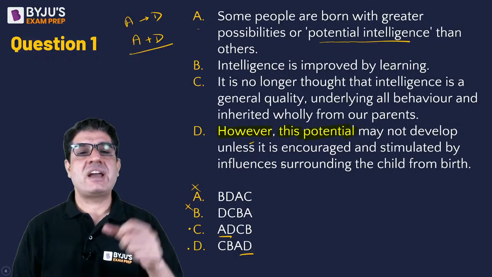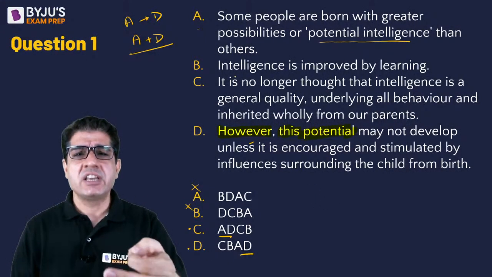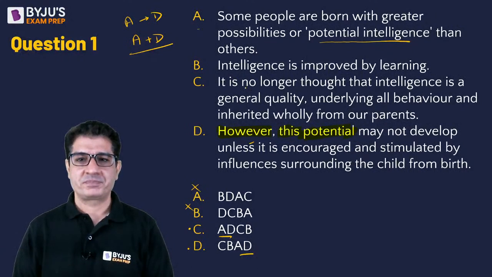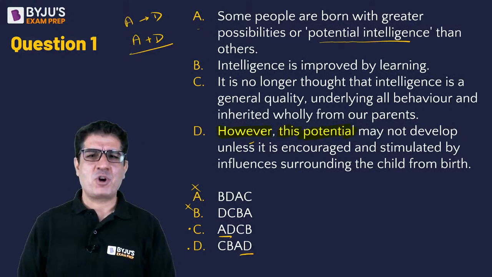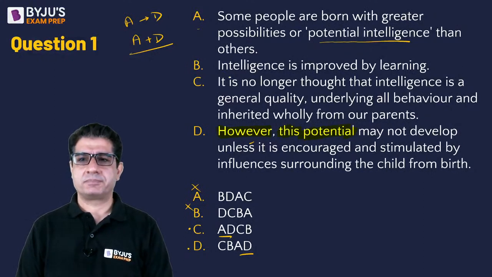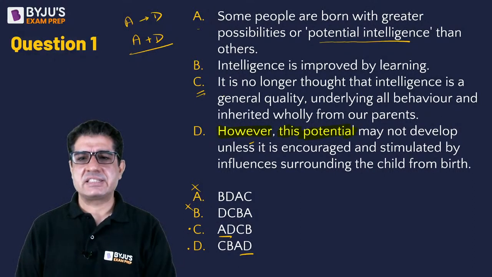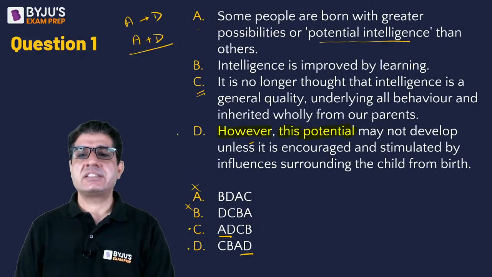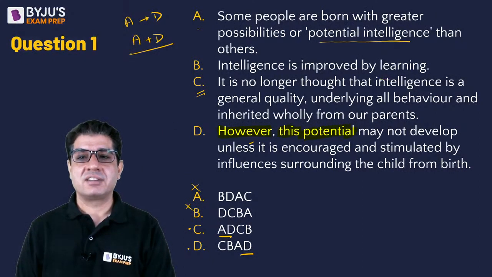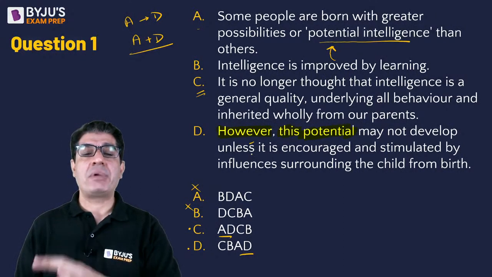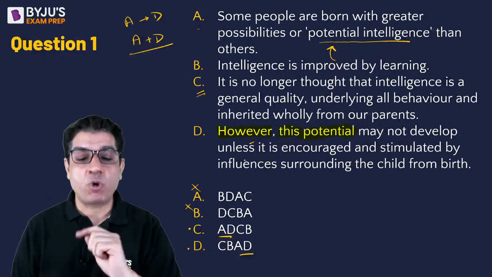In both of these you have AD and you also have CB. The question is which part should come before? So CB should come before, or AD should come before? C is more of a general comment on intelligence. It is no longer thought that intelligence is a general quality underlying all behavior and inherited wholly from our parents. And then intelligence is improved by learning. So that is where this potential comes into picture. So it is better to put CB before AD.